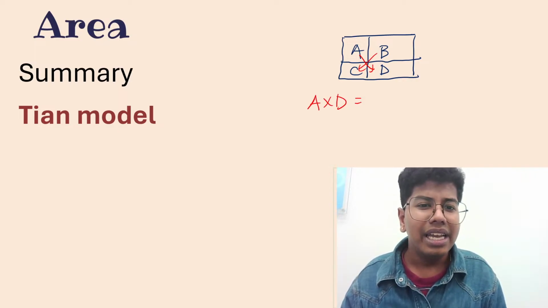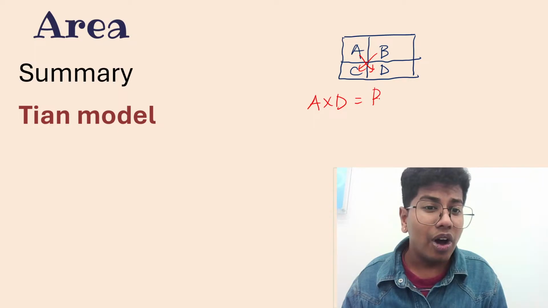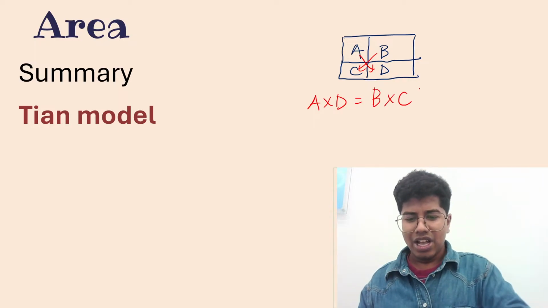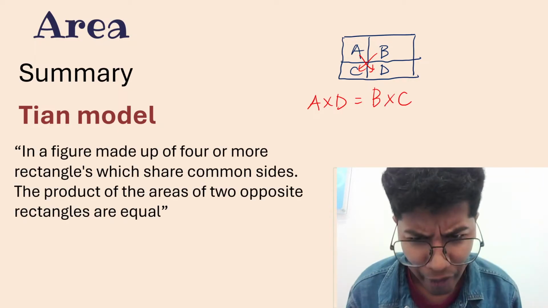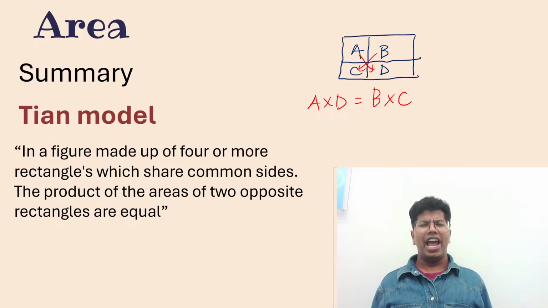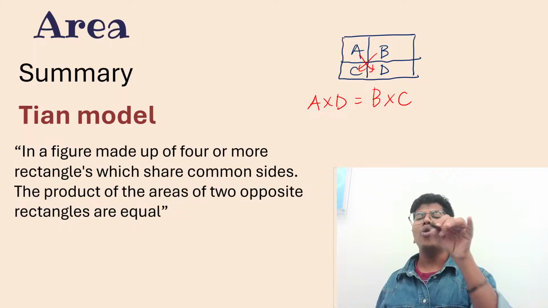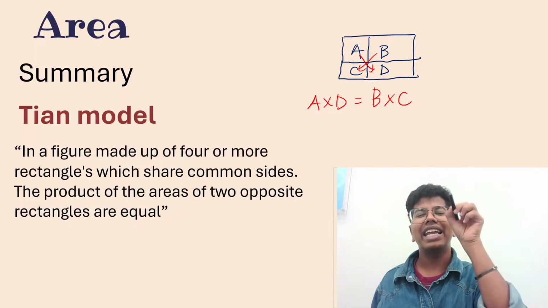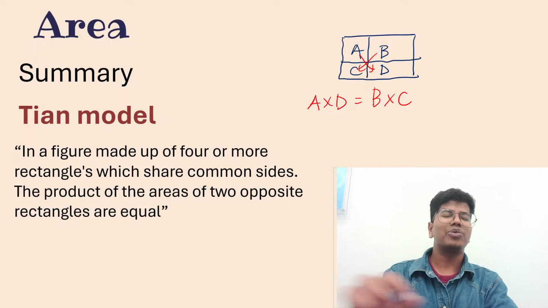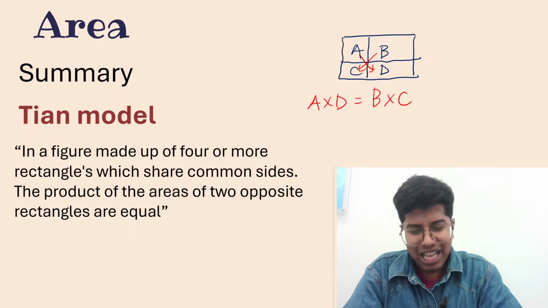A times D is nothing but B and C are in cross, so B times C. So in a figure made up of 4 or more rectangles which share sides, the product of the areas of 2 opposite rectangles are equal. And this is what we can understand.